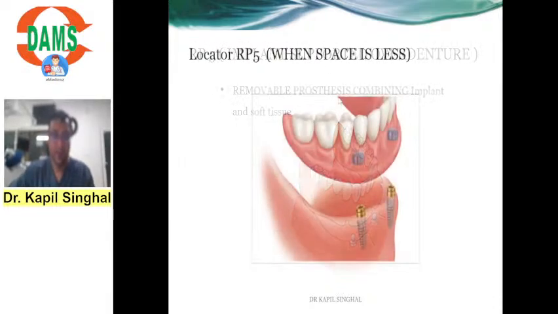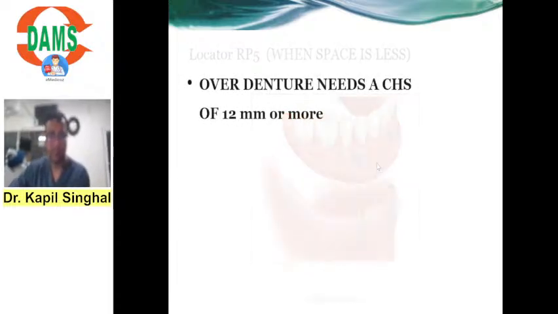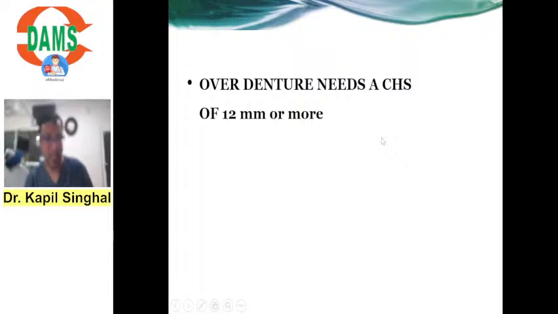Okay. So this is an example of RP5 where 2 implants are placed and the denture has the female component that seats over the implant overdenture abutments. For an overdenture, the minimum space that is required is 12 mm or more. Very important point. So for overdentures, the space required is 12 millimeters or more.